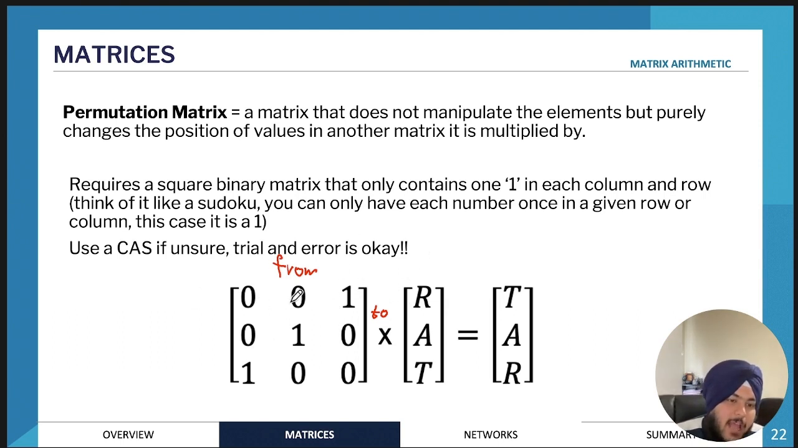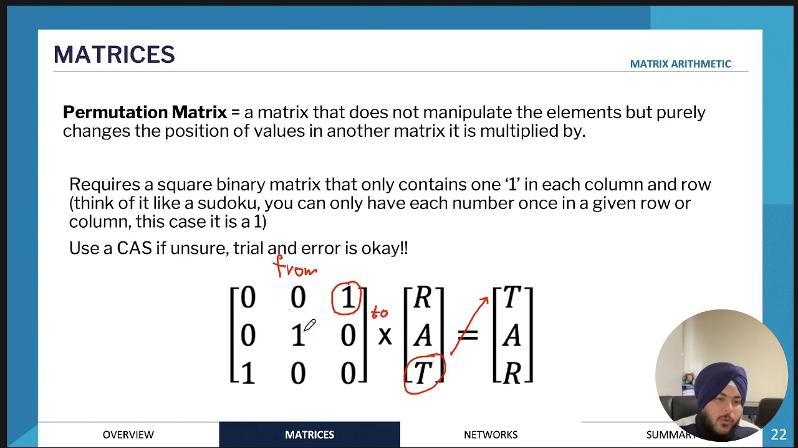So, for example, the way that I like to think of it is if we have something in row 1 and we want to change it to row 3, we want to place the 1 in the third column because we want to place it in the third row. So the way that this would work in terms of matrix multiplication is, if you think about it, it's going to be 0 times R, 0 times A, plus 1 times T. So therefore, T would be placed in the first row of the new matrix.